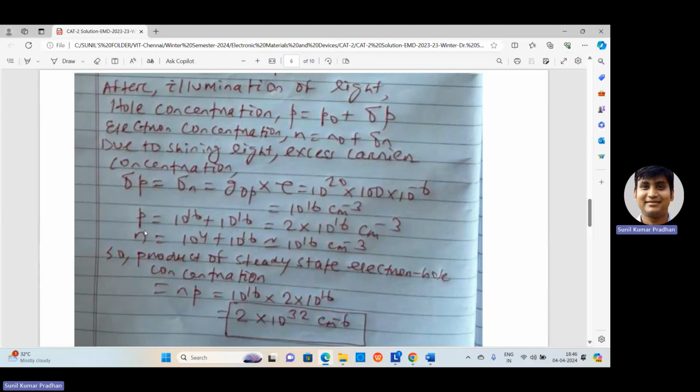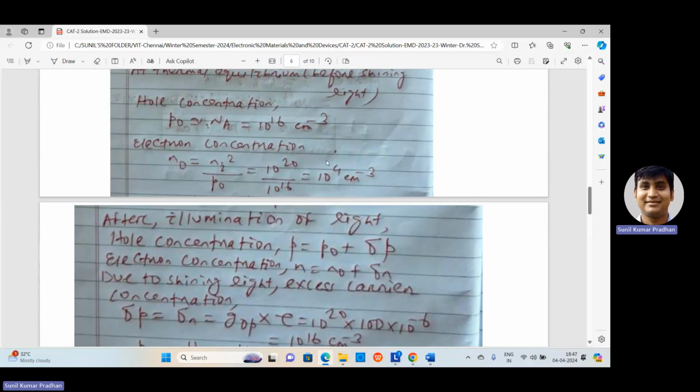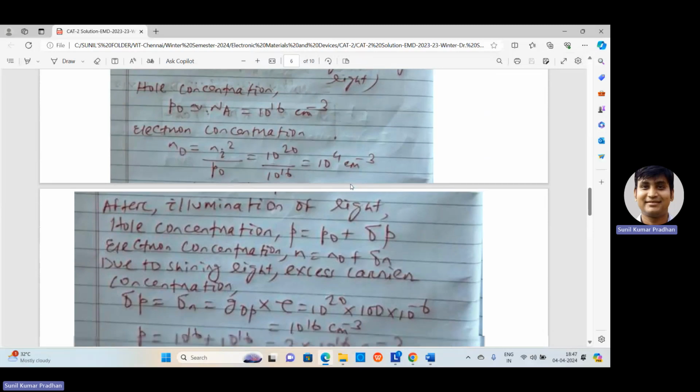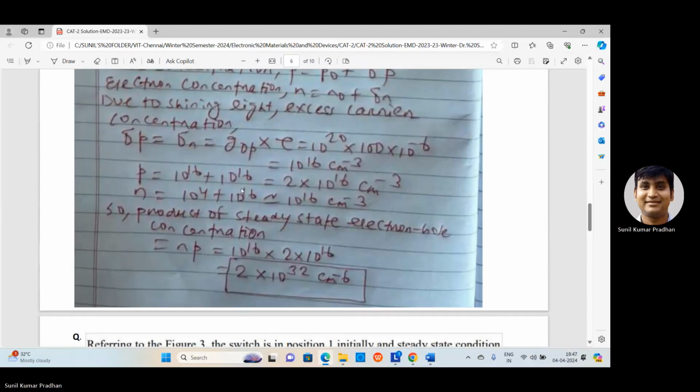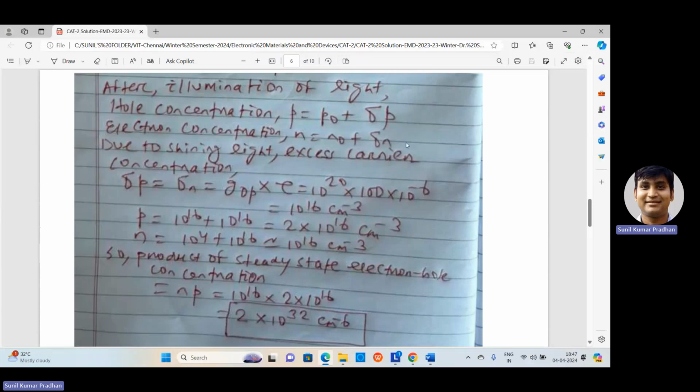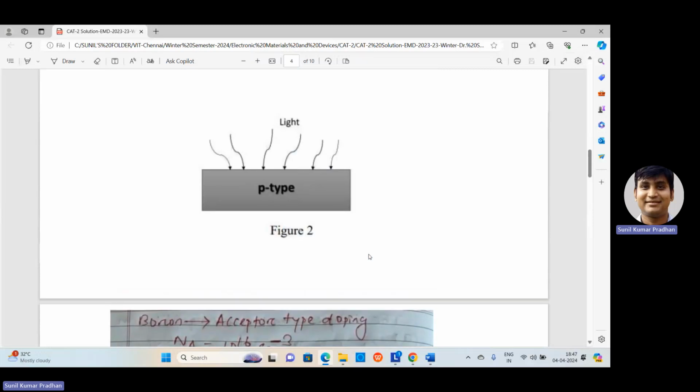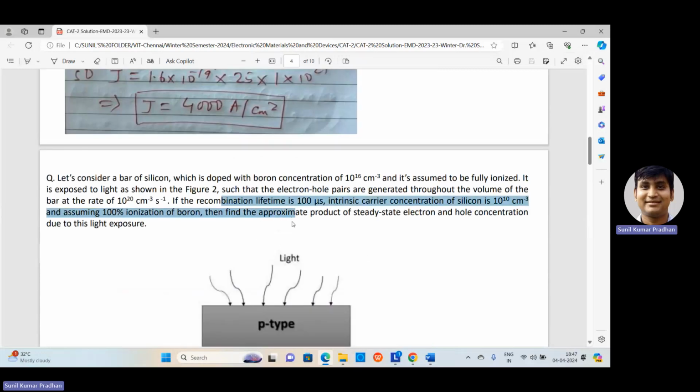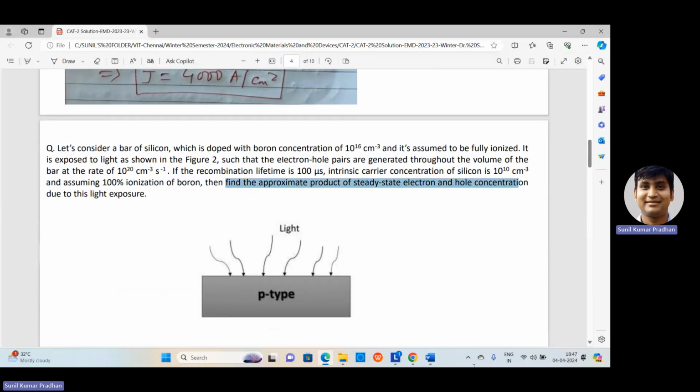Now, what is my electron concentration here? The electron concentration will be the electron concentration before the light exposure, which we have calculated as 10 to the power 4 per centimeter cube, plus the excess carrier concentration of electrons, that is 10 to the power 16. Taking it as an approximate value, 10 to the 4 plus 10 to the 16 is 10 to the 16 per centimeter cube. So what is the question here? It is asking to find the approximate product of steady state electron and hole concentration due to light exposure.